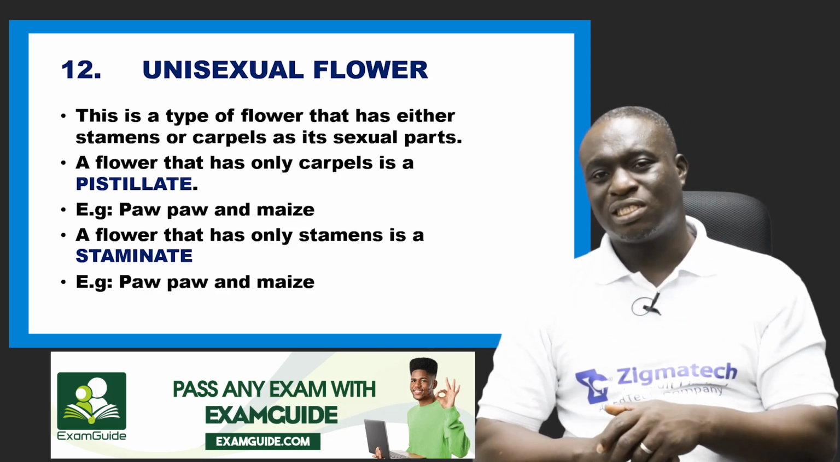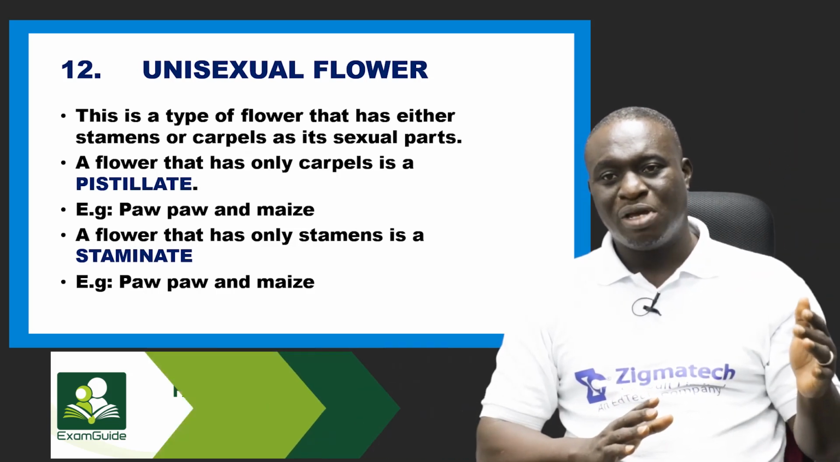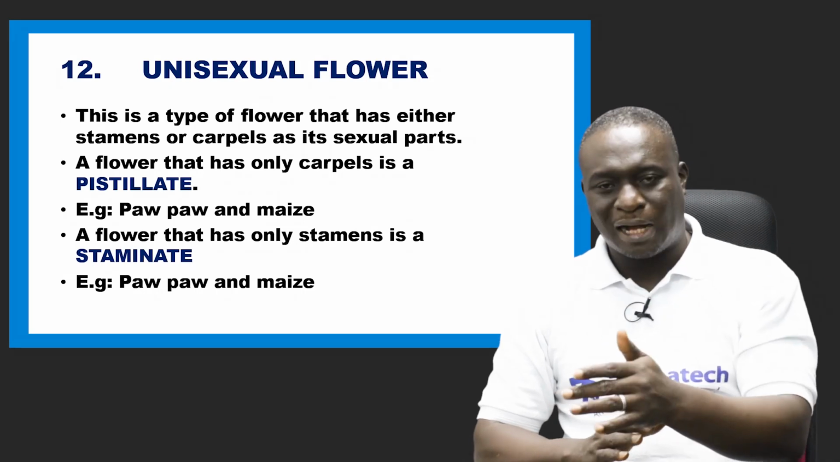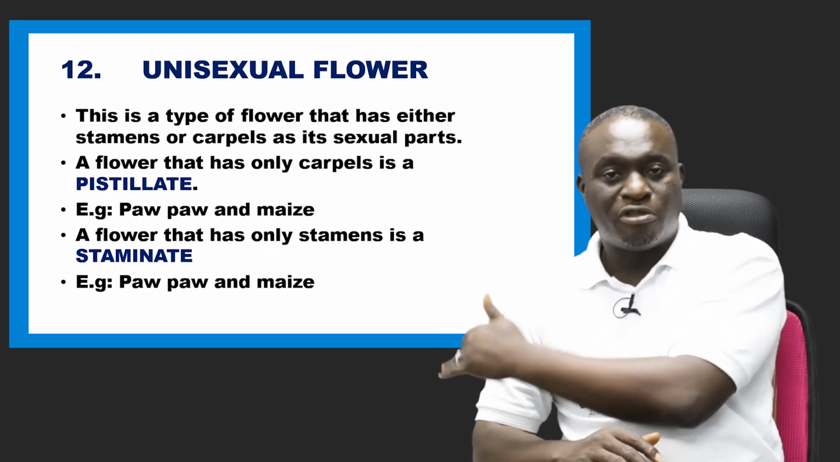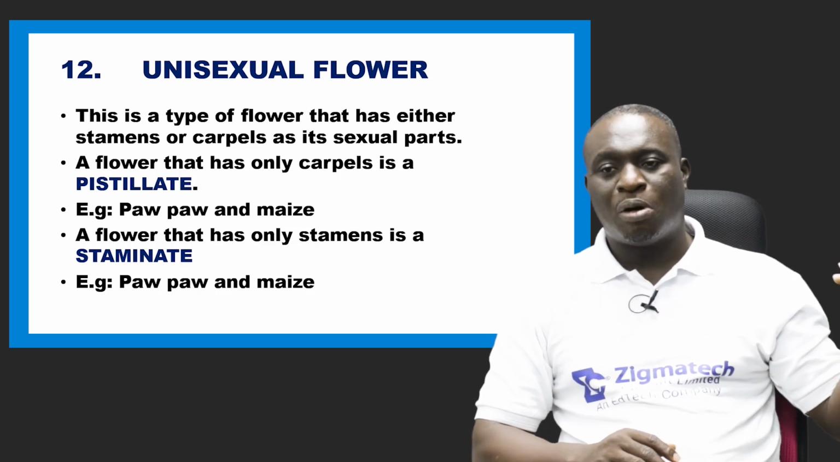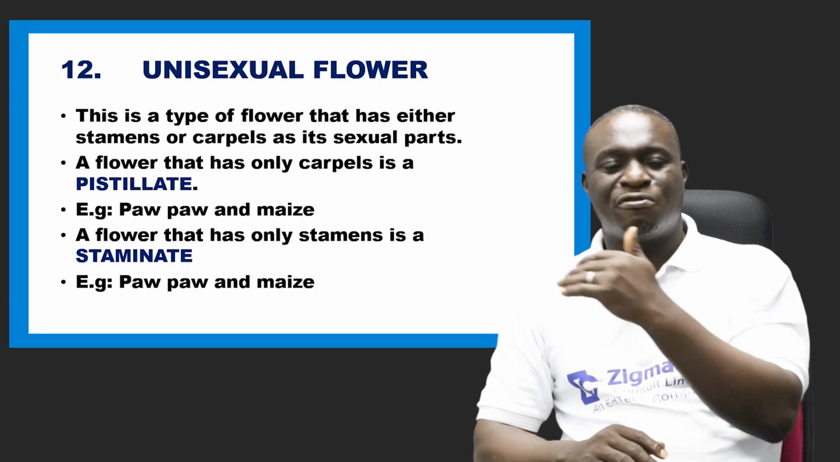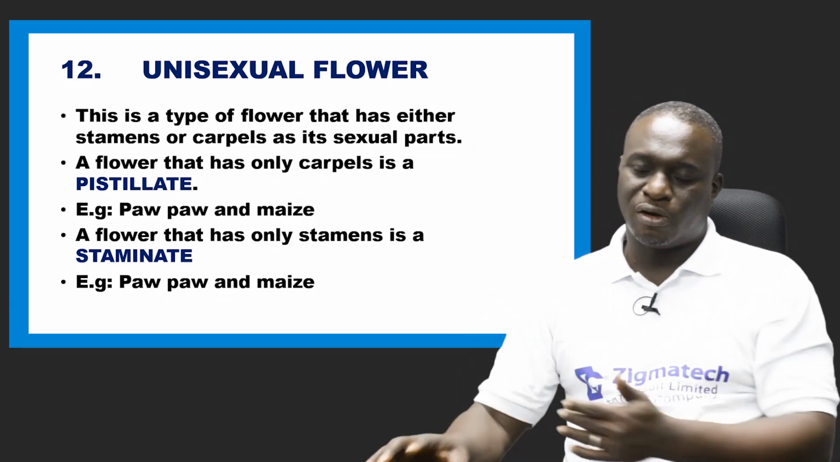Now, the reason why we are saying pawpaw and maize, it simply means that there is a particular male pawpaw flower, and then also there is a female pawpaw flower. All right. Then also with the same thing, we have a male maize flower and a female maize flower. Okay.